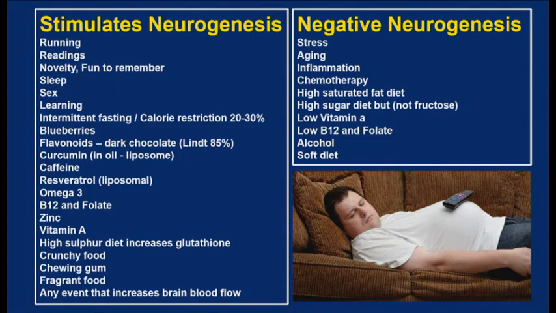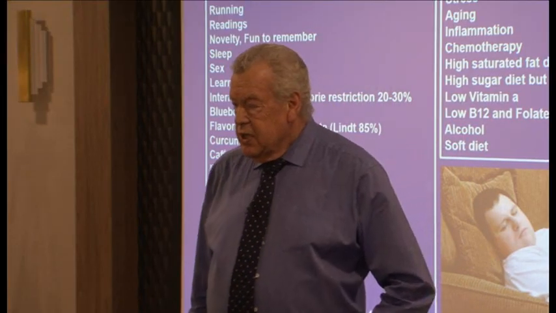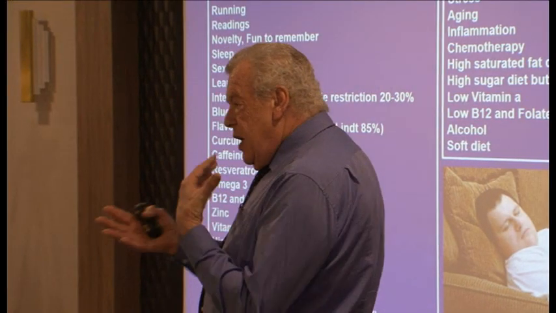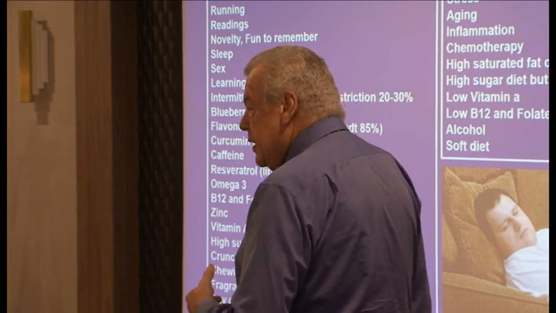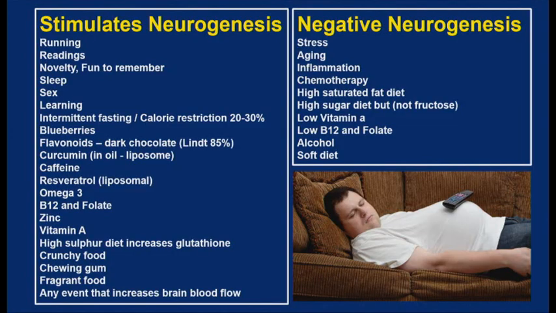Omega-3, because our brain is made of omega-3, particularly the DHA. B12 and folate, because that's important for DNA. Zinc for tissue repair. Vitamin A, because this is the major gene expression. So most of the gene expression of our cells is regulated by vitamin A or retinol.